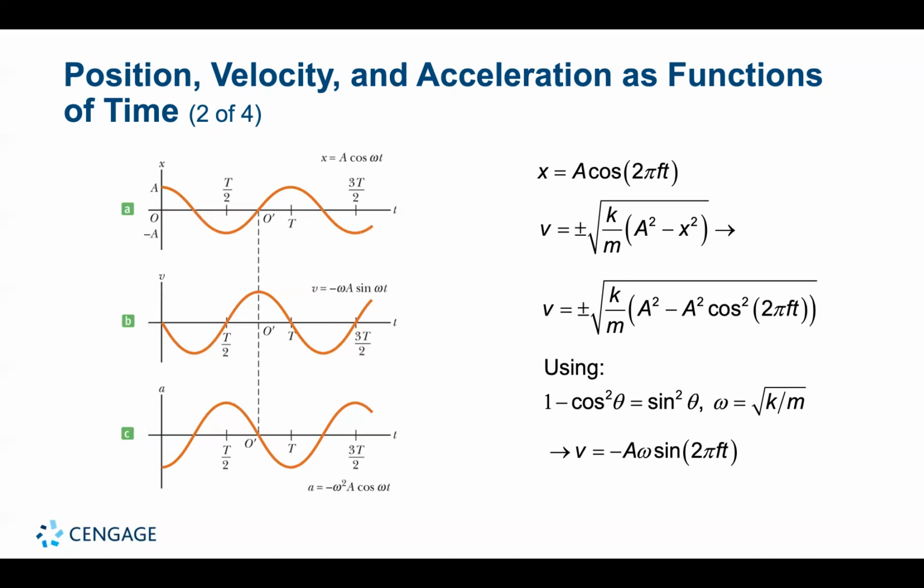So we're showing here the equation for velocity, and we can combine the equations. Now we can make use of the trigonometric identity and make some substitutions, and we get this result. We don't need the plus or minus sign anymore because sine can take both positive and negative values.